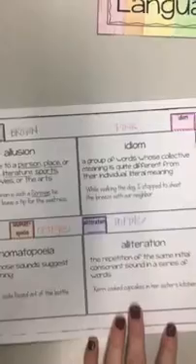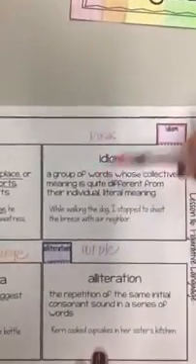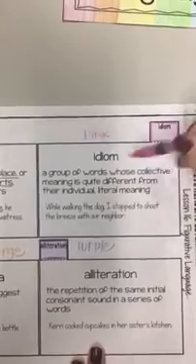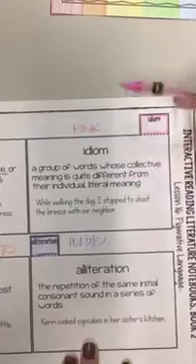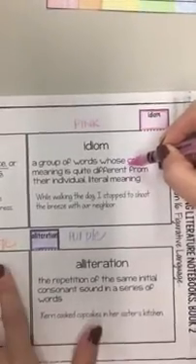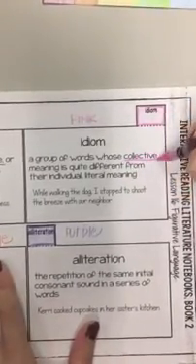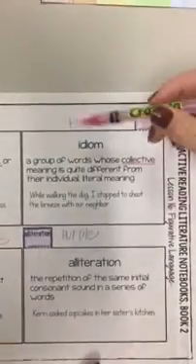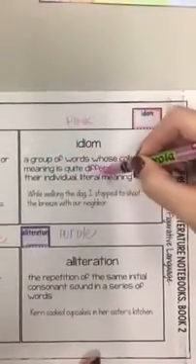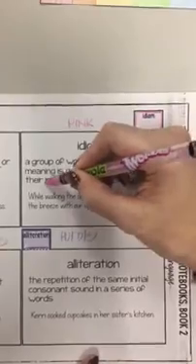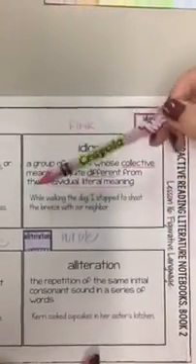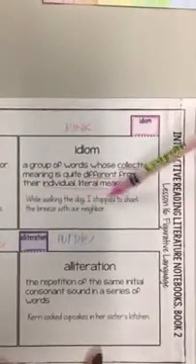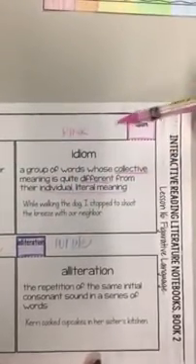So then we'll go to idiom. We're going to grab our pink. Idiom is a group of words whose collective meaning is quite different from their individual literal meaning. So collective means all together. So when you take the words all together, they mean something different than if you had taken them separately and individually. For example, while walking the dog, I stopped to shoot the breeze with our neighbor.